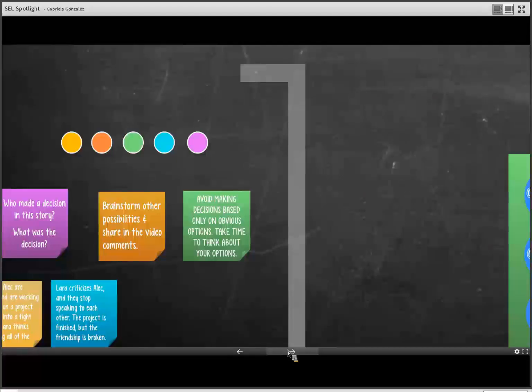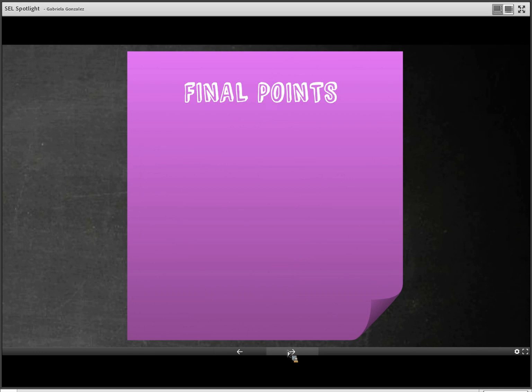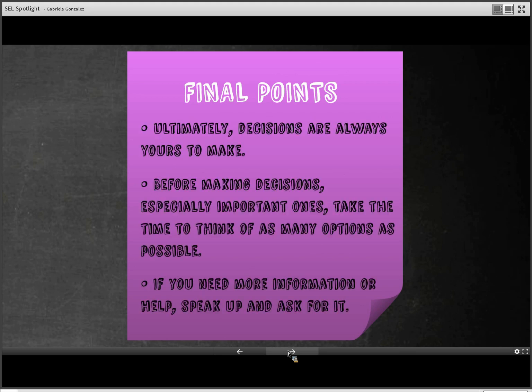All right, so we are coming to a close on our spotlight, but before I leave you, I want to make sure you know the importance of looking at your options when you're faced with the need to make a decision. Okay, so I want to leave you with some final points here. Ultimately, the decisions are always yours to make. This is something that has come up in the past, and it resurfaces because it is very true. They are your decisions. You're going to be the one living with the consequences, right? So you want to think about all your options and make your decisions wisely.